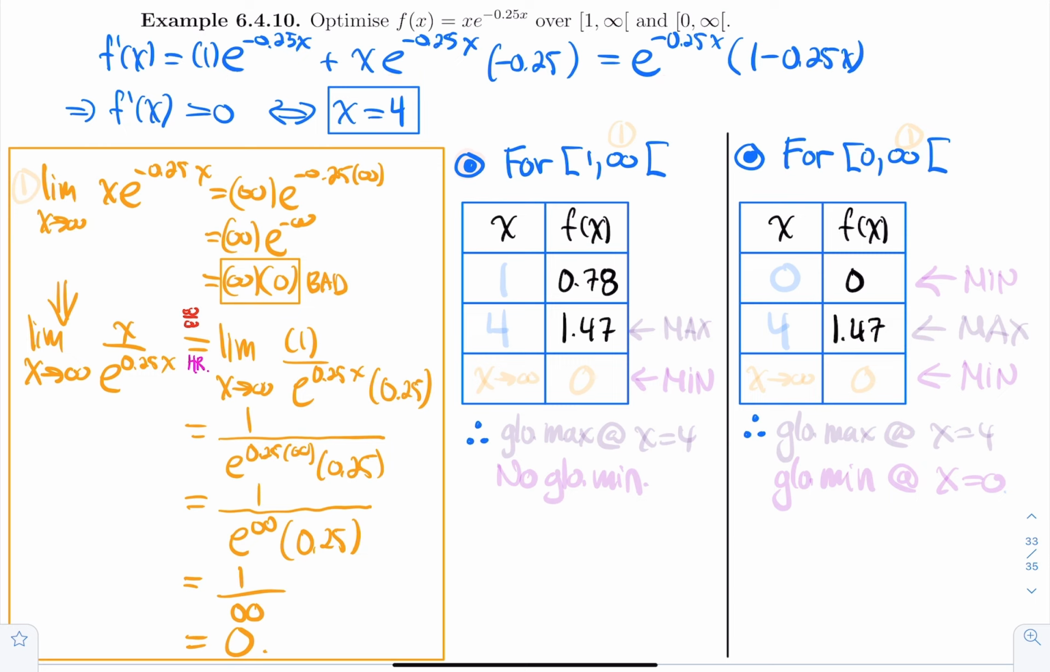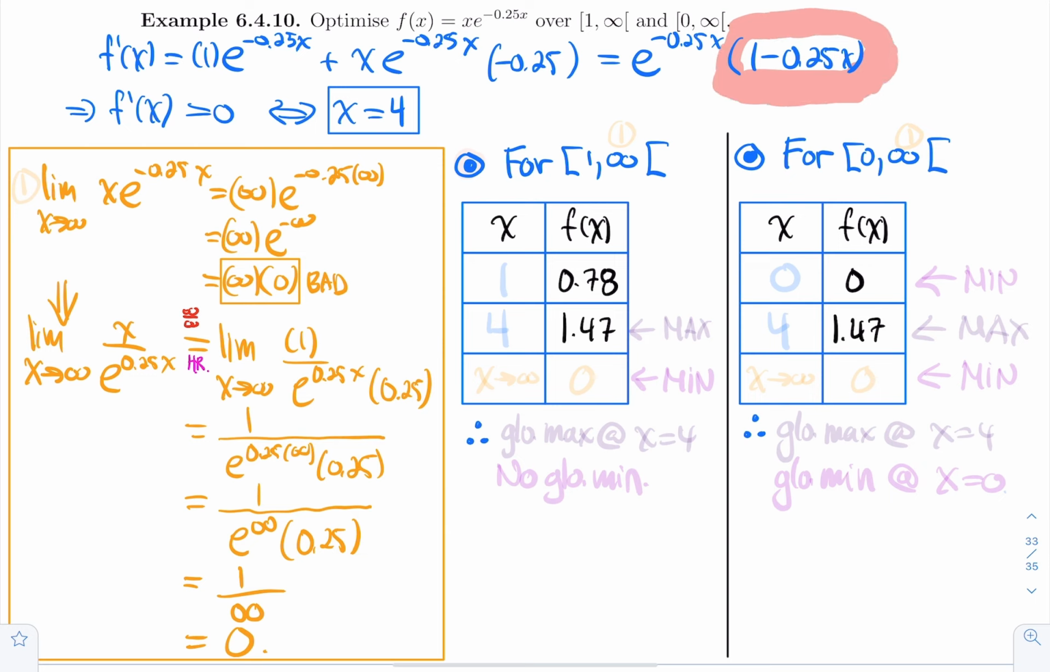If you're looking for critical points, the only way you can have critical points here is when f prime is equal to 0, because this function never crashes, and this will only happen if x is equal to 4. All right, so I have my critical point 4.